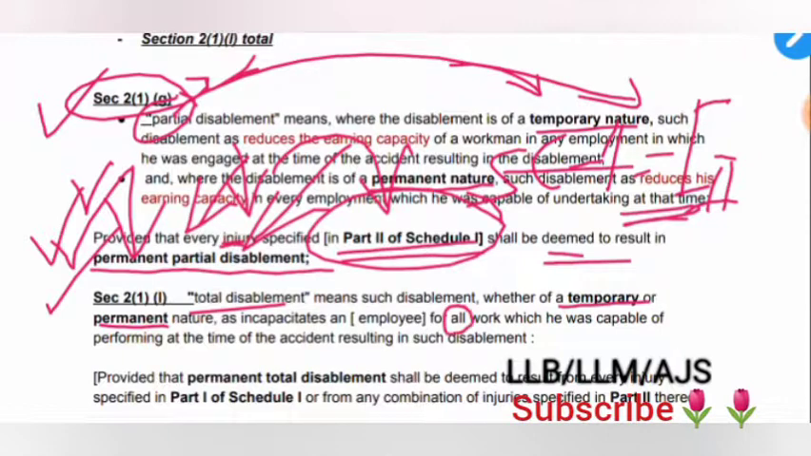The word "all" is very important. All work which he was capable of performing at the time of the accident, resulting in such disablement. Because it is total disablement, it totally disables the person and not partially disables him. It may be temporary or permanent as well.